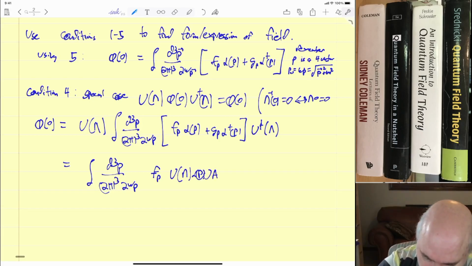U. It took me several years to learn how to write lambda without an a. It's just something in my brain. f of p U(Λ) α(p) U(Λ)†. Something in my brain that just always writes that as an A. Plus, you'll have to excuse me, U(Λ) α†(p) U†(Λ).